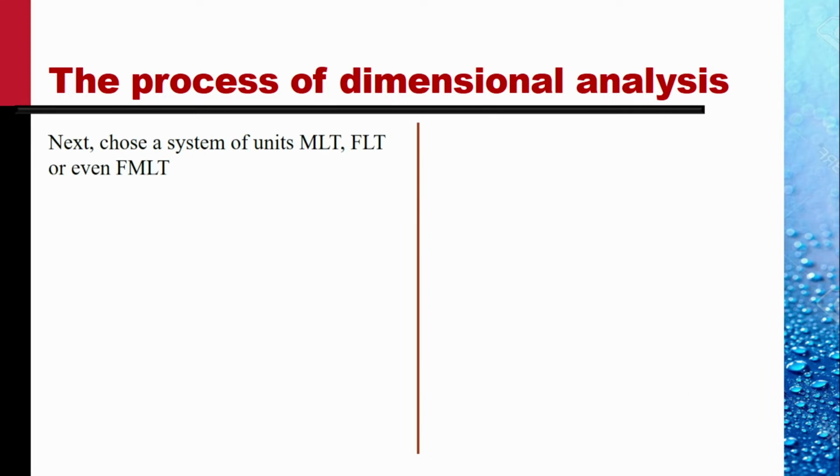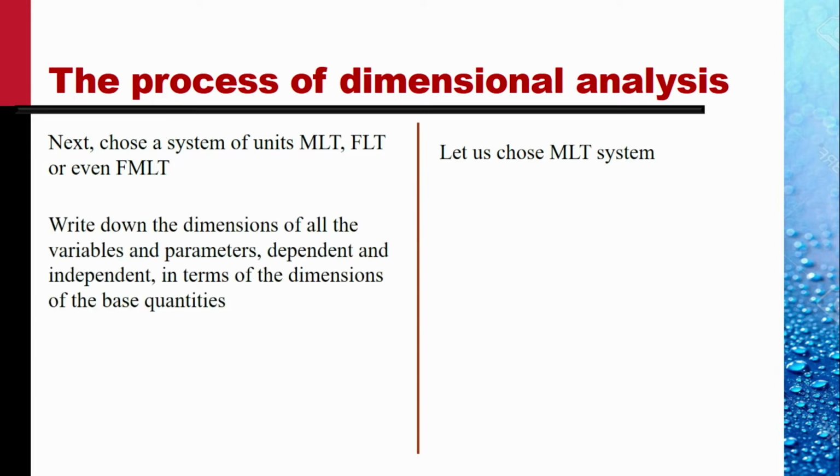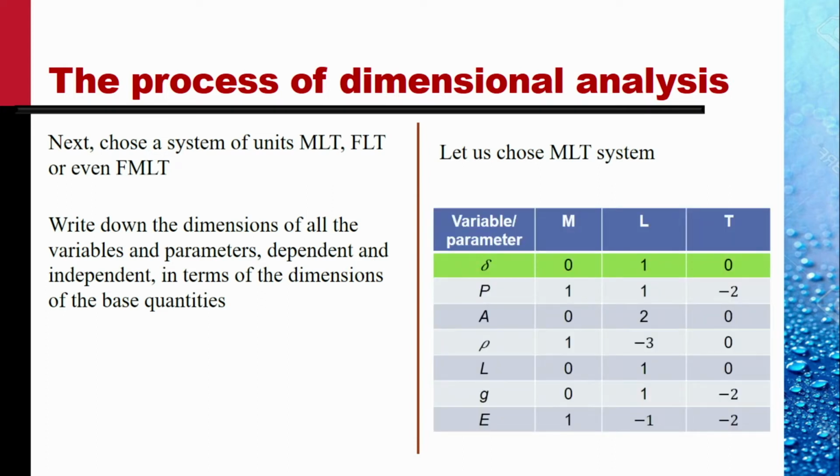The next step is to choose a system of units, MLT, FLT, or even FMLT, as we discussed in the last class. Let's choose the MLT system. Write down the dimensions of all the variables and parameters, dependent and independent, in terms of the dimensions of the base quantities. So we have this table here.